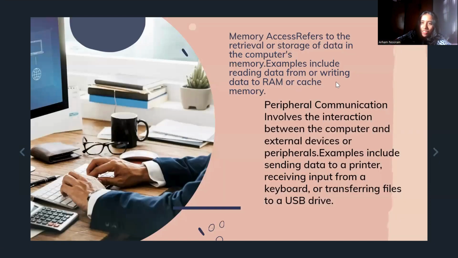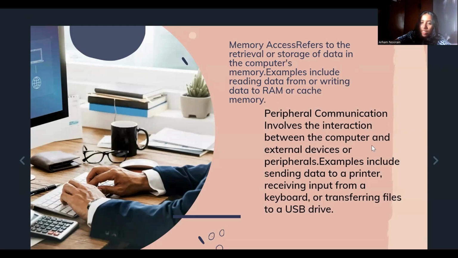Memory access refers to the moving of data in the computer's memory. For example, it includes reading data or writing data to RAM or cache memory. Peripheral communication involves interaction between the computer and external devices or peripherals. Examples include sending data to a printer, receiving input from a keyboard, or transferring files to a USB drive.